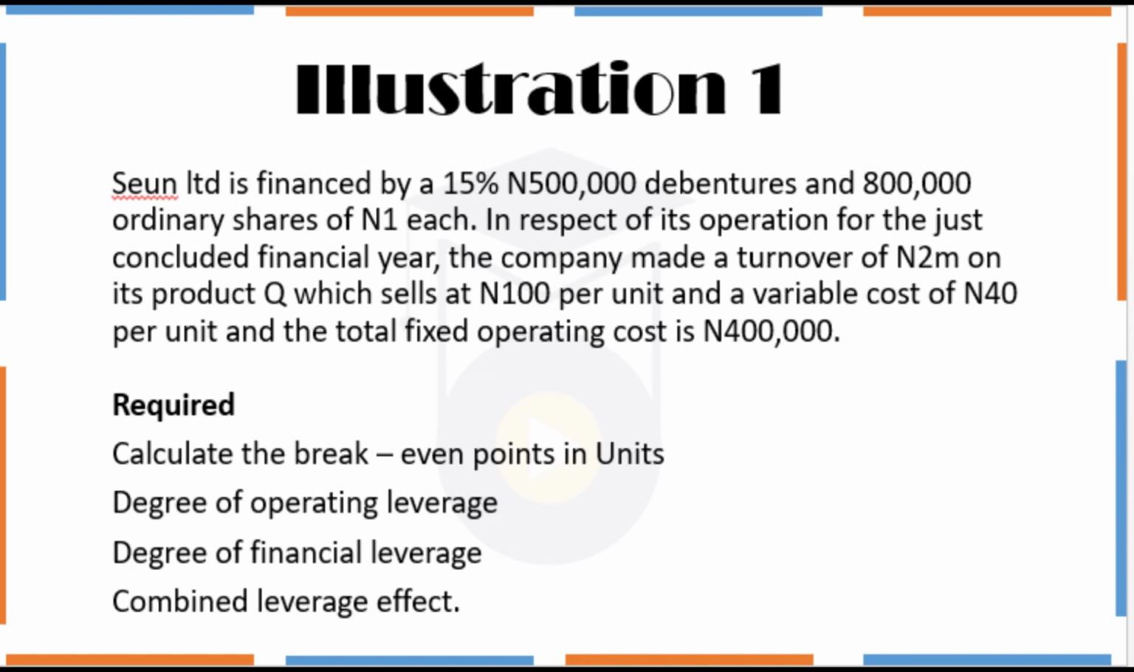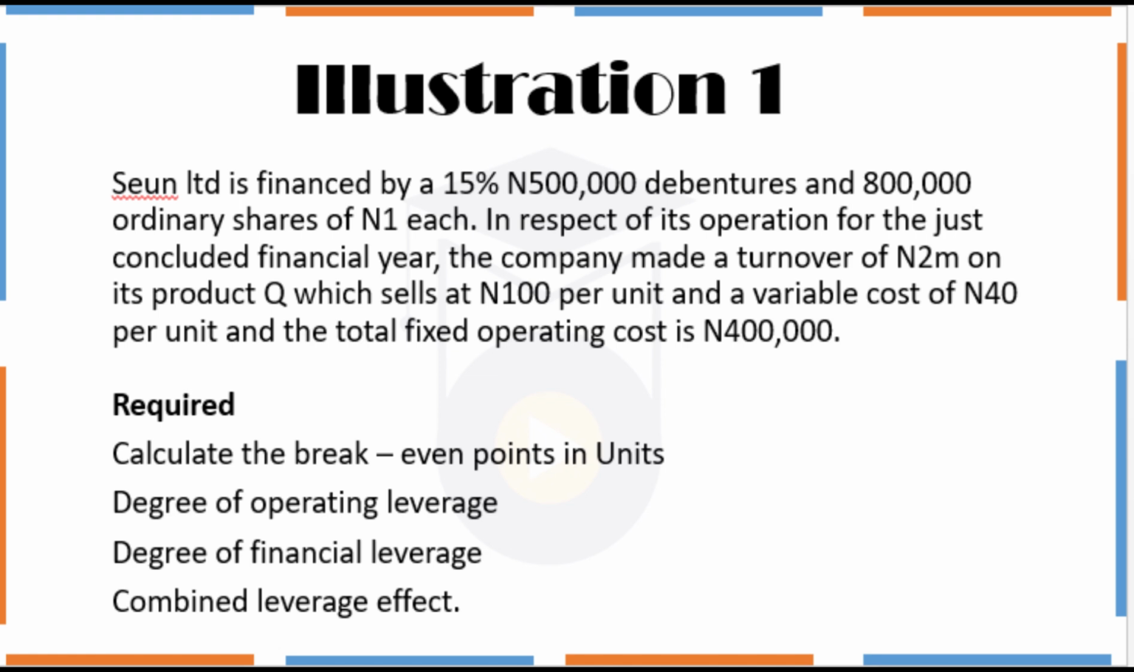In respect of its operation for the just concluded financial year, the company made a turnover of 2 million naira on its product queue, which sells at 100 naira per unit, and a variable cost of 40 naira per unit. The total fixed operating cost is 400,000 naira. So we are required to calculate the break-even point in units, the degree of operating leverage, the degree of financial leverage, and then the combined leverage effect. So, solution to the questions.